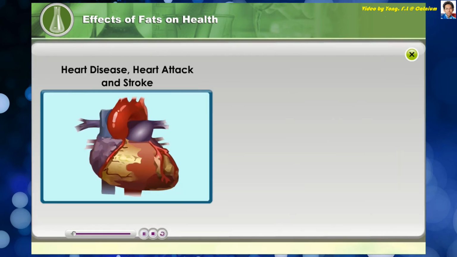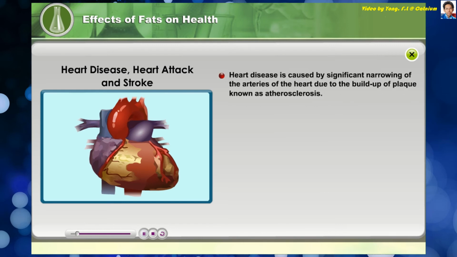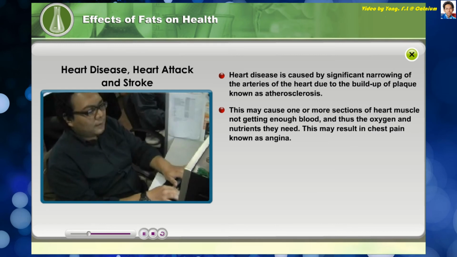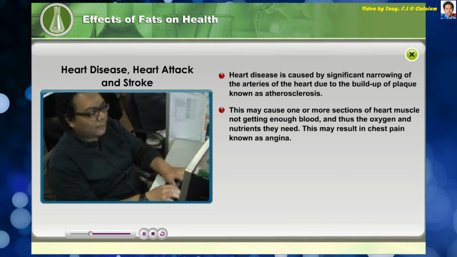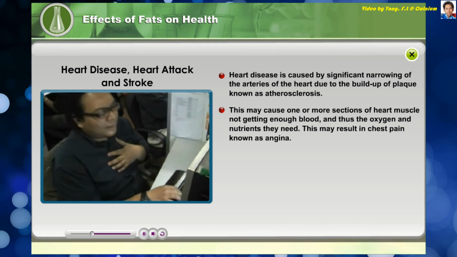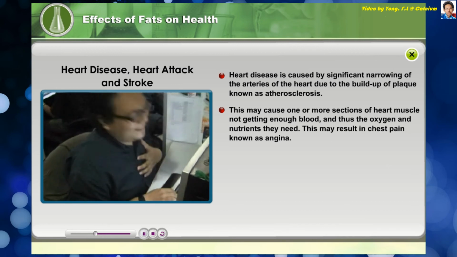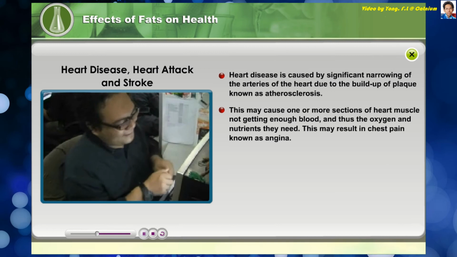Heart disease, heart attack, and stroke. Heart disease is caused by significant narrowing of the arteries of the heart due to the buildup of plaque known as atherosclerosis. This may cause one or more sections of heart muscle not getting enough blood, and thus the oxygen and nutrients they need. This may result in chest pain known as angina.